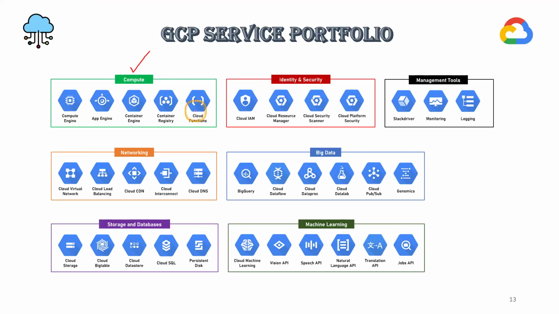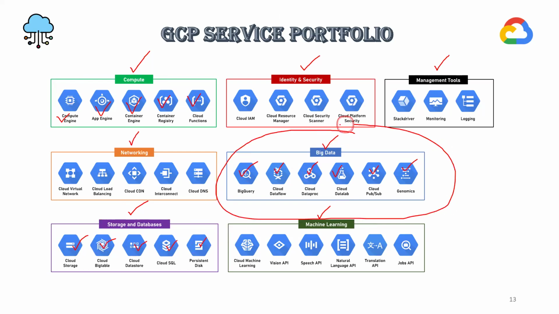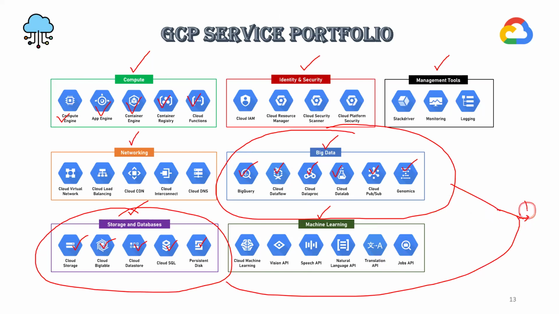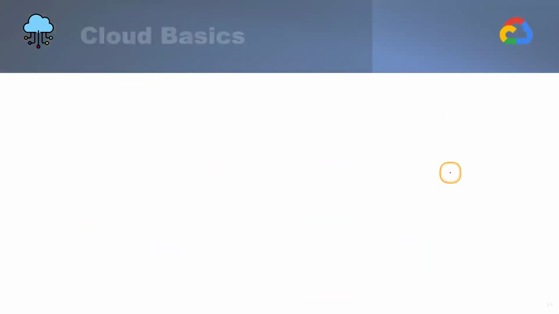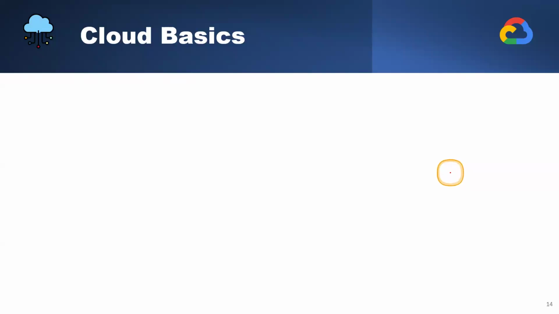Plenty of services it is going to provide you: compute services, identity and security services, management tools, networking services, big data services, storage and database services, and machine learning services. You can see plenty of services inside each category. And we are going to focus on big data and storage and database services. We want to become data engineers, so that's the reason we are going to focus on these two.